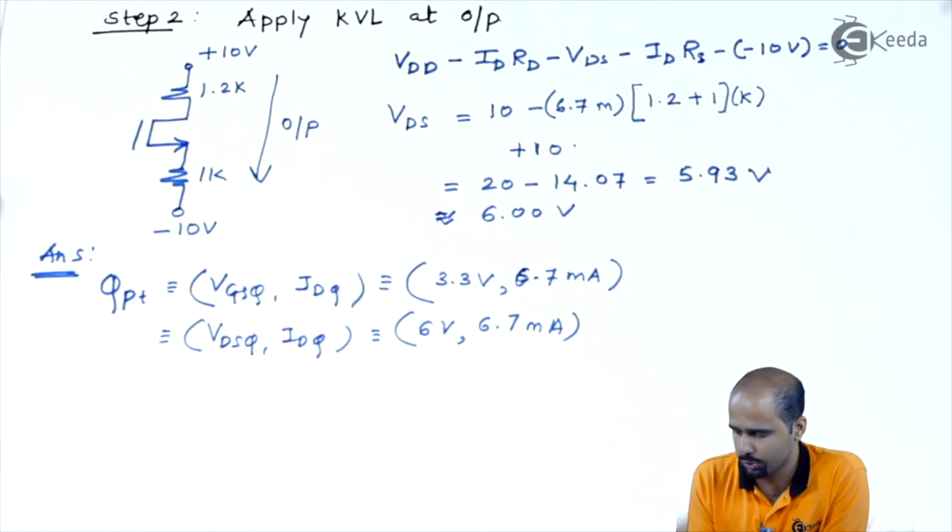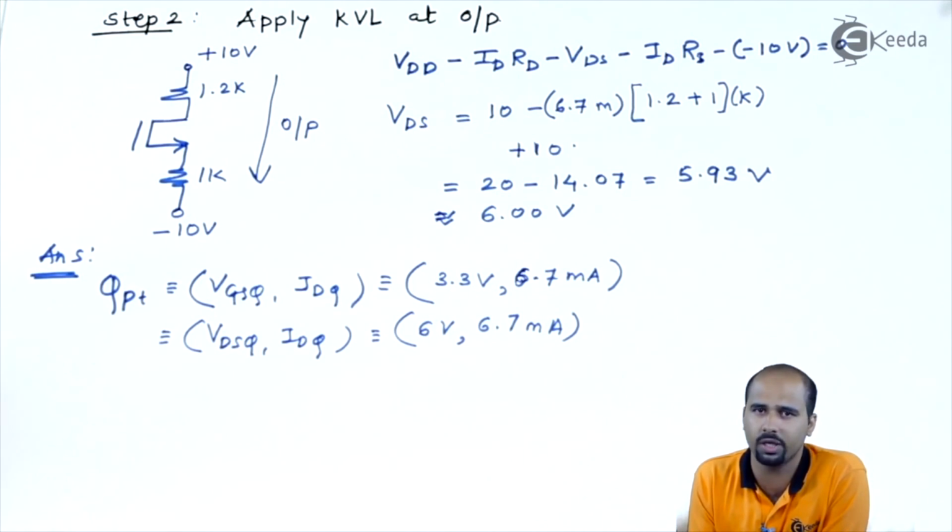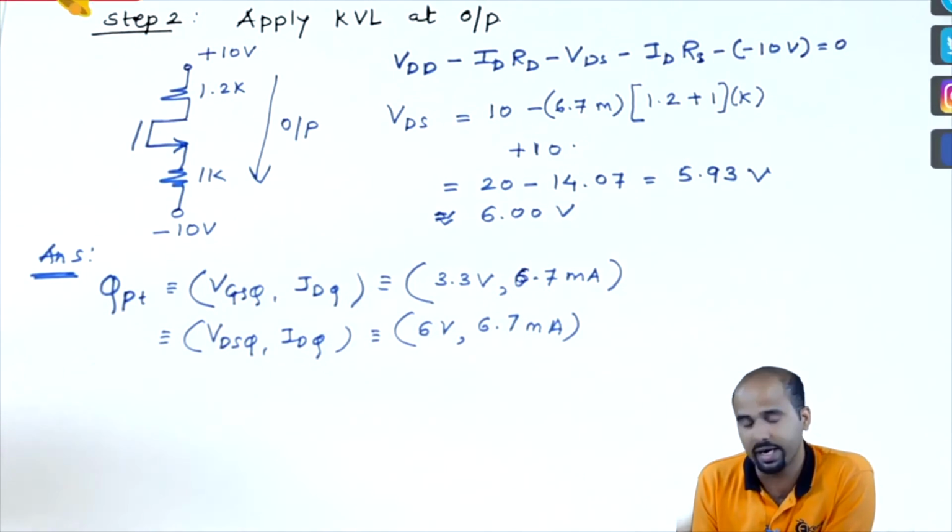Okay, so in this way we will use the DC analysis numericals to find the Q point, and in further numericals we will learn how to find out a particular value of the resistance so that the criteria of the given parameter gets satisfied.